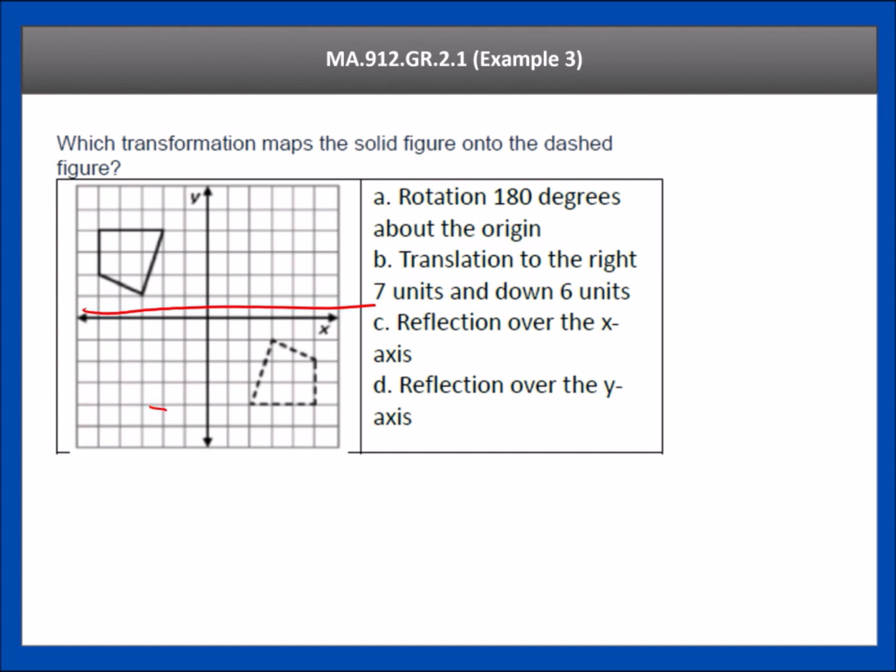It can't be a reflection over the y-axis, because if I did that, it will get me something like this. So it'll get me something like that, right? So we can't do that. But it could be a rotation. So if I take this and rotate it 180 degrees, that will get me to that position about the origin. So the answer is A.